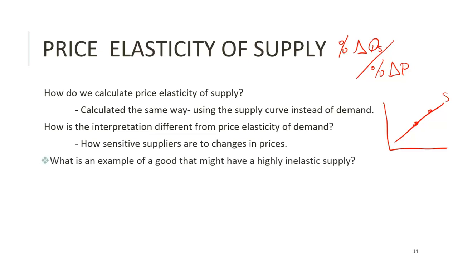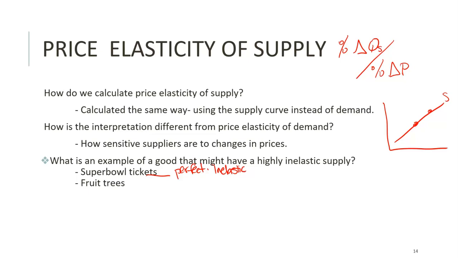So if we're thinking about inelastic supply, something that might be inelastic, we could think of something like Super Bowl tickets or fruit trees. These are things that it's not easy to just make more of. So Super Bowl tickets, sometimes this could even be considered perfectly inelastic.